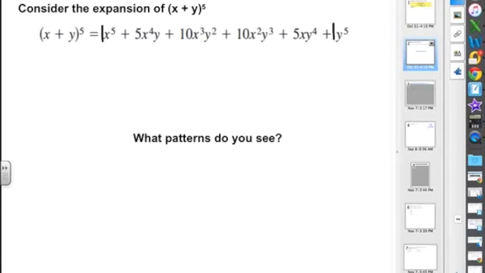All right. How many terms do we have? 6. Okay, that's going to be a good thing to recognize as well, because that's actually going to be consistent. If we're raising something to the fifth power, we're going to have 6 terms. If we're raising something to the 10th power, we're going to have 11 terms. So you're always going to have one more term than the power you're raising it to. So, just a couple of patterns we can see before we even really learn the theorem itself. That will help us as we start to use the theorem.